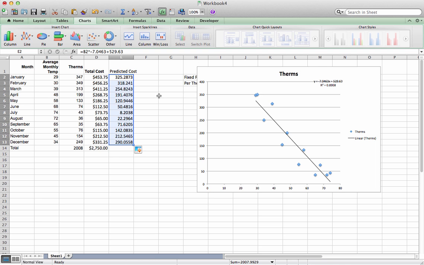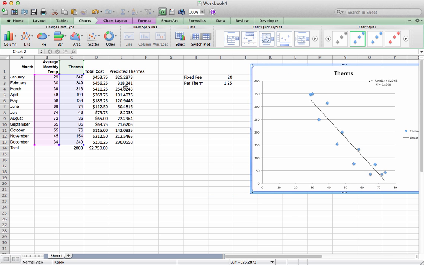Then we'll copy this down, and we'll compare the predicted cost to the actual cost, or rather, I'm sorry, this is the predicted number of therms. This is not the predicted cost, it's a predicted number of therms. We can see that it's pretty close, but certainly not exactly the same. But this would allow us to say, if we have predictions for what the weather will be like next year, we could make predictions about how many therms we would be using. And once we know the number of therms, we could do the same thing as we did with these, and we could find the costs.